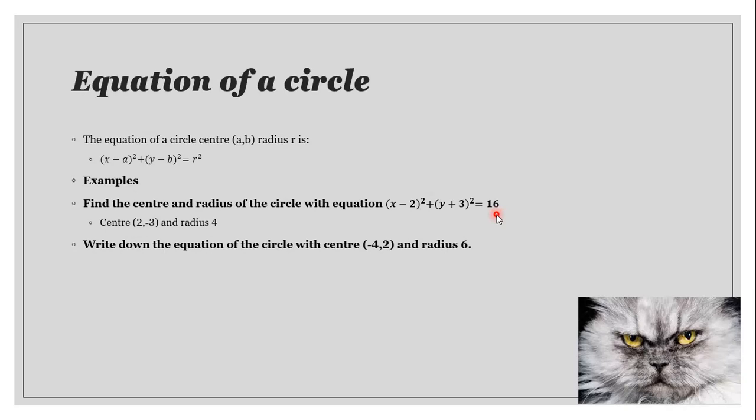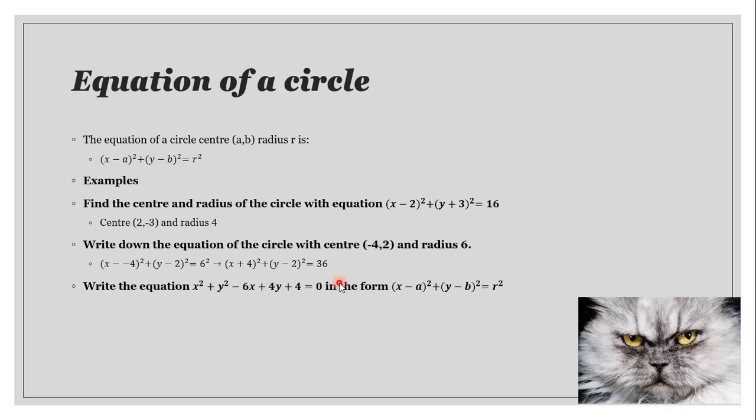Write down the equation of the circle with the centre minus 4, 2 and radius 6. So this will be x minus 4 all squared plus y minus 2 all squared equals 6 squared, which is the same as x plus 4 squared plus y minus 2 squared equals 36.